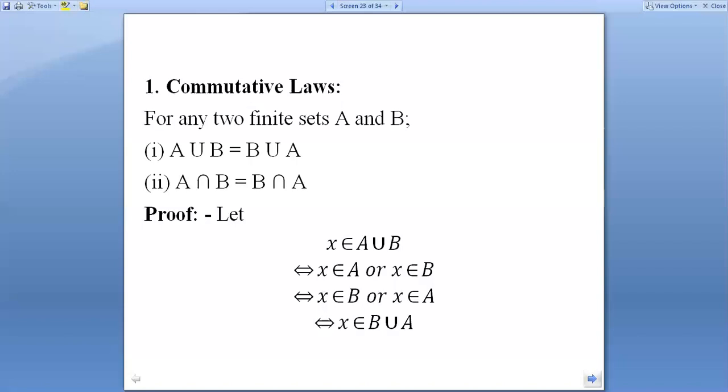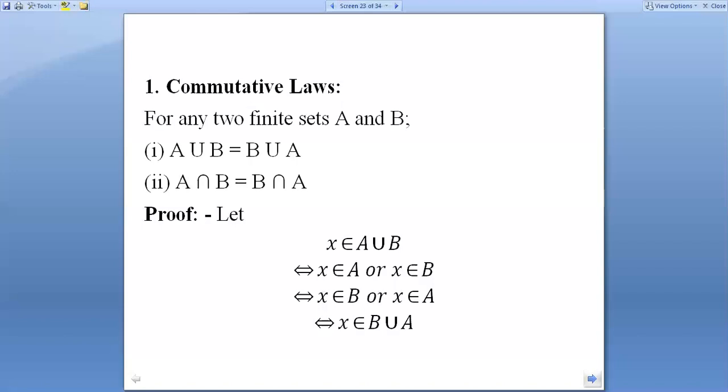So here I am considering an arbitrary element x belonging to A union B. If x belongs to A union B, then according to the definition of union of two sets, x belongs to A or x belongs to B. It can also be written as x belongs to B or x belongs to A, which can also be written as x belongs to B union A. So we have seen that the element x we took, which belonged to A union B, also belongs to B union A.